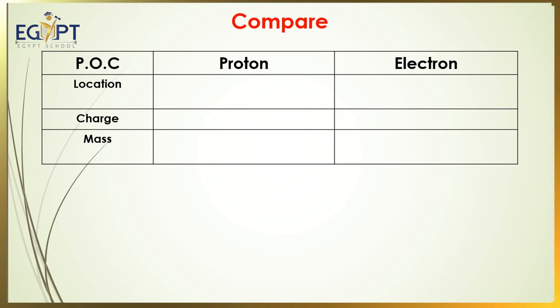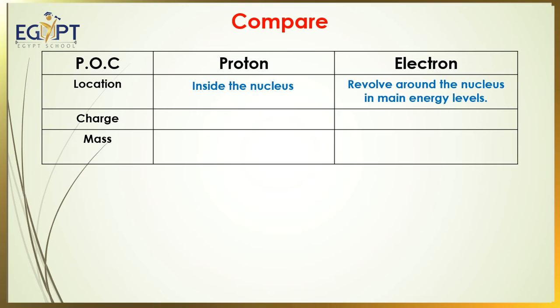First of all, proton is located inside the nucleus. But electron revolves around the nucleus in main energy levels. This is about the location. Secondly, the charge. Proton has positive charge, while electron has negative charge.